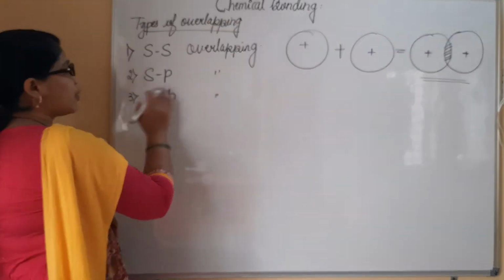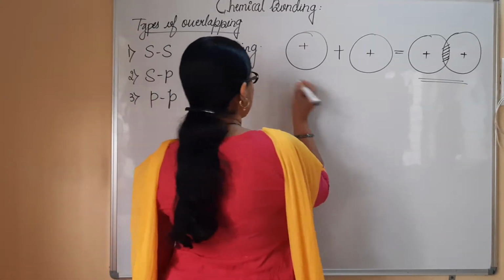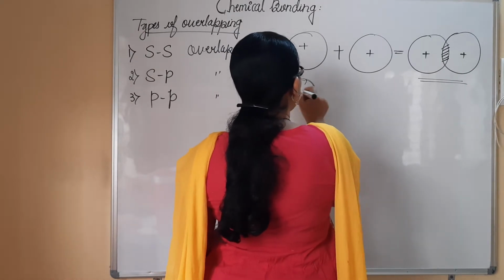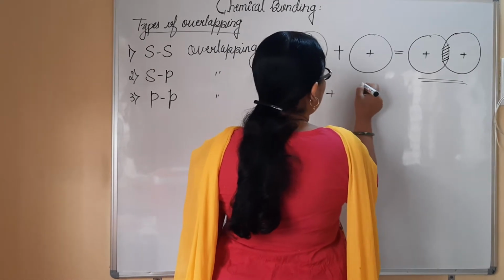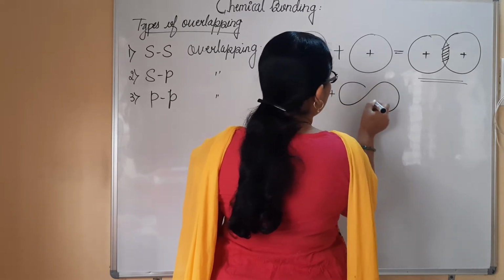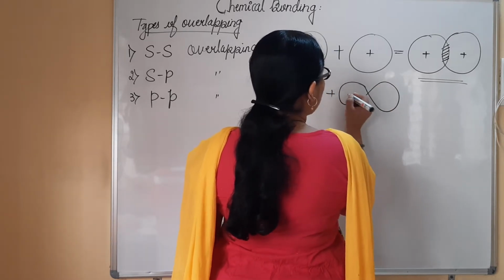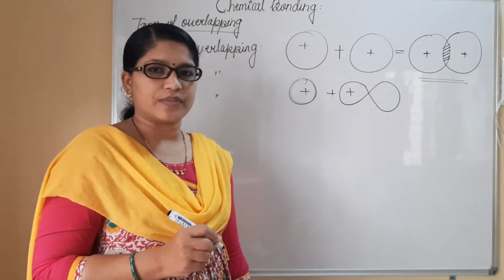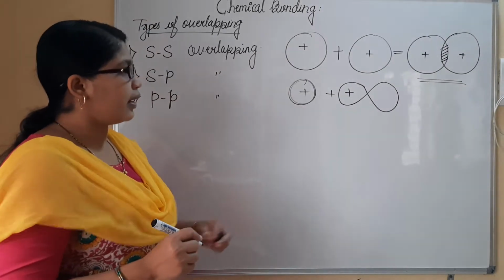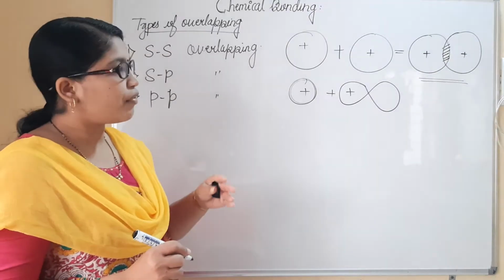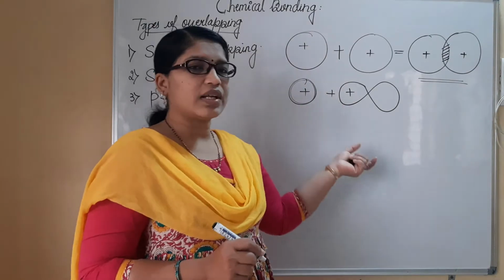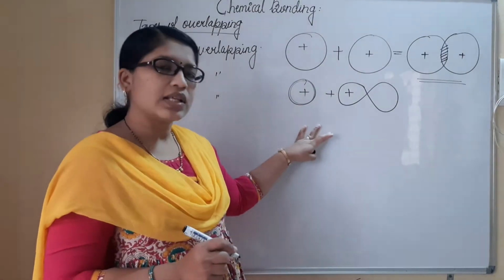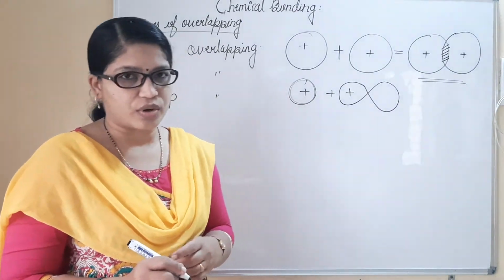Now coming to the next one, SP overlapping. I have an S orbital present here, and it is going to combine with a P orbital. Here also we must have the same phase according to the Schrodinger wave equation. We have done the wave function. According to that, the signs I have written are said to be phases. When the same phases are present in the orbitals, there is a possibility of bond formation.